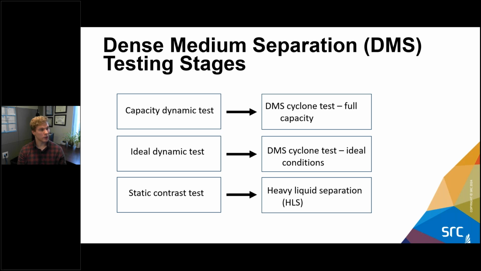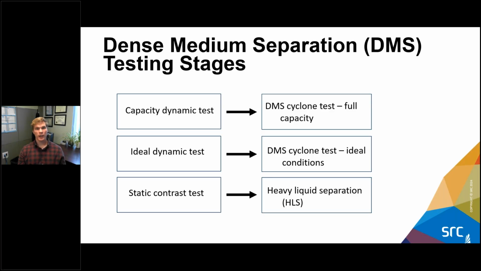So this would be really high dilution of your media, limiting those particle-on-particle interactions, limiting maybe potential inefficiencies in the cyclone design. And it would give you that actual dynamic separation, which we'll talk about a little bit more. And then finally, you'd have the capacity dynamic test. So that's where you're going to fully charge a cyclone. You're going to get those inefficiencies. What are we actually going to realize if we were in operation?